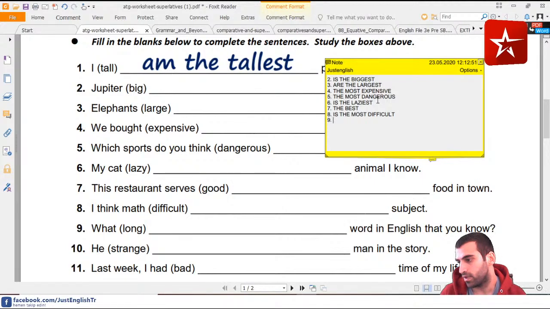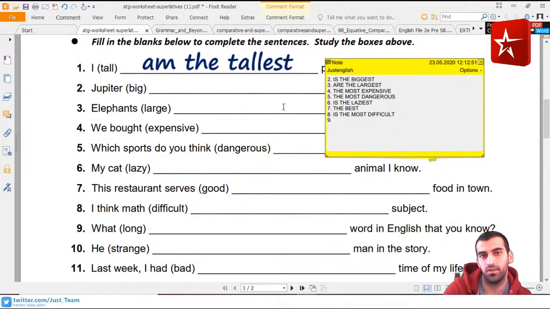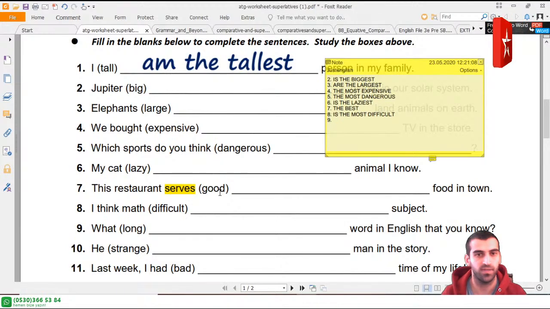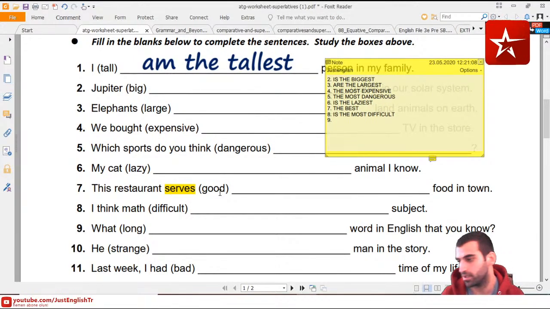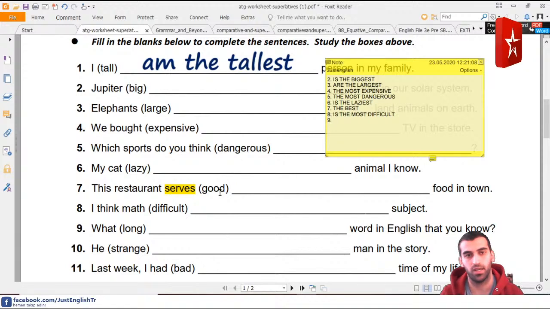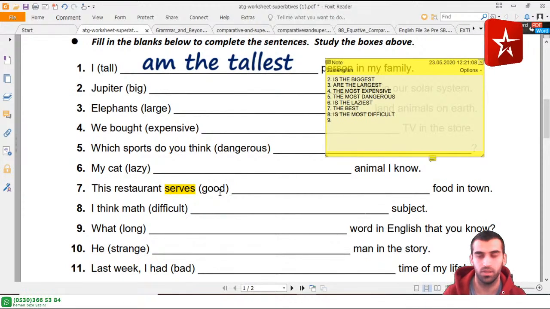Why don't we use "is" for number 7? This restaurant serves the best because we have a verb. We have a verb here. That's why we don't use "to be." Like this restaurant serves the best food in town. Number 8. I think math is the most difficult subject. Yes. Minever asked the question, why don't we use "is" for number 7? Because of "serves." We have a verb, serves. We don't need "to be" in this sentence. That's why we shouldn't use "to be."